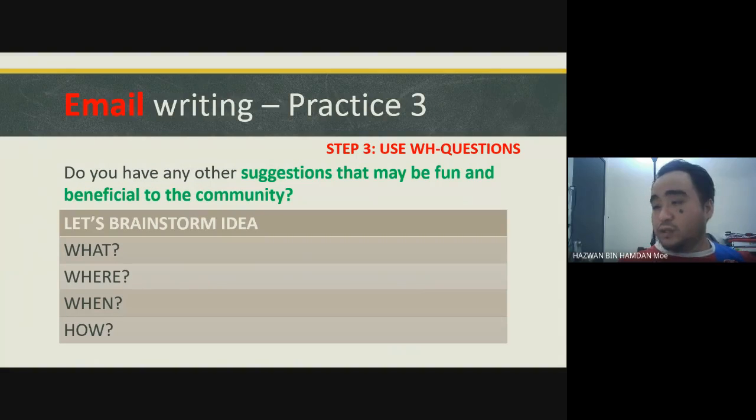Do you have any other suggestions that may be fun and beneficial to the community? Ada tak cadangan that can be fun and beneficial to the community? Saya tak buka kepada 5W and 1H. Saya ambil 4 saja so that we can elaborate further after this. Maybe you want to use all 5W 1H pun boleh, tapi saya ambil 4 saja: what, where, when, and how.